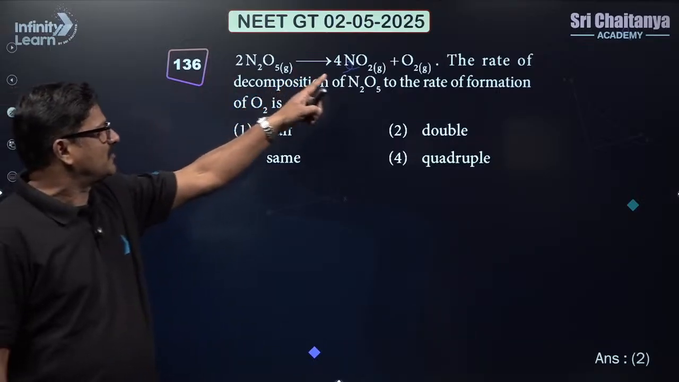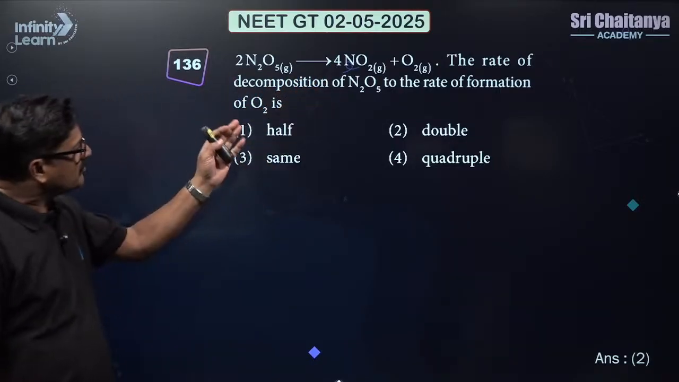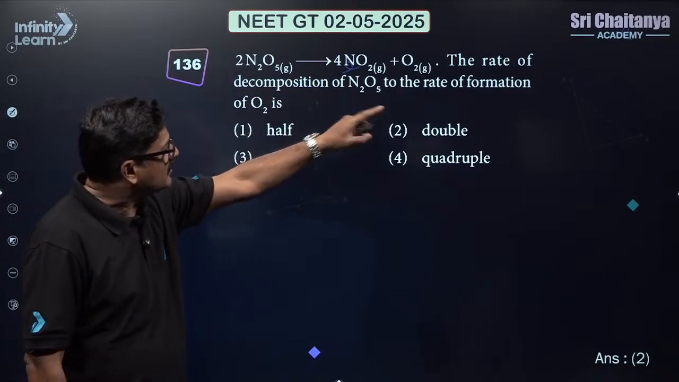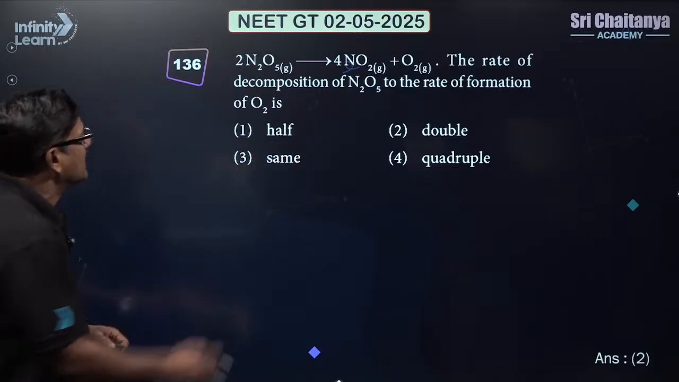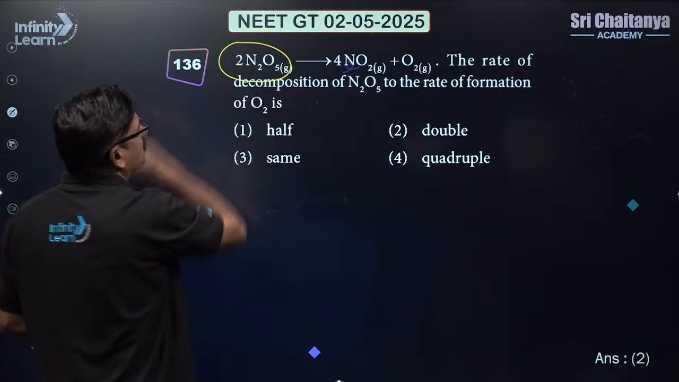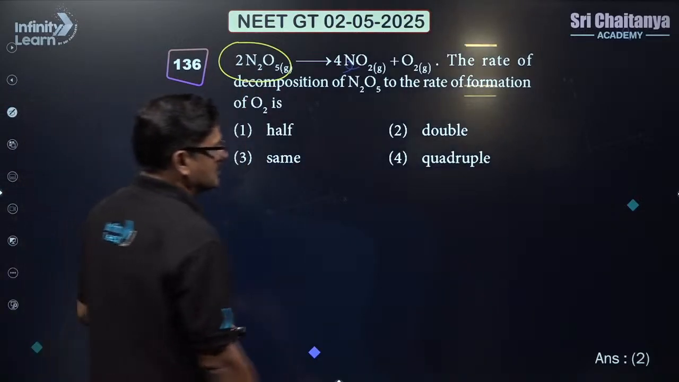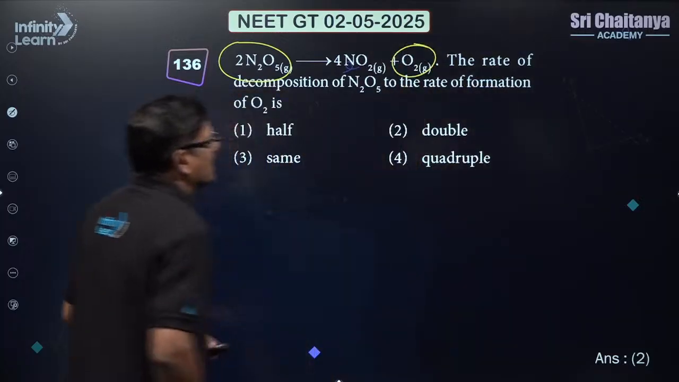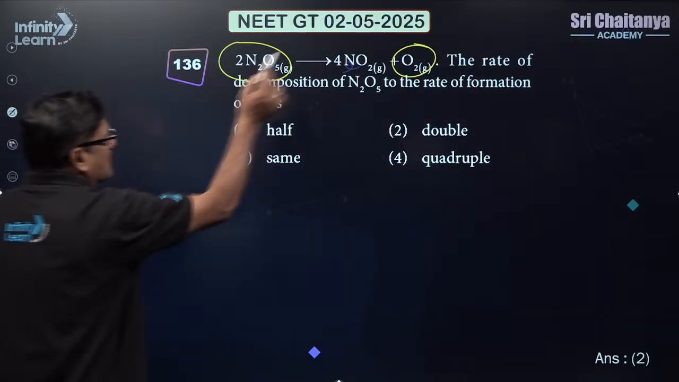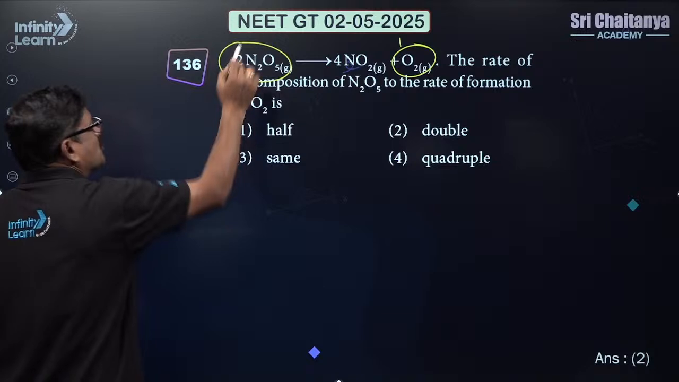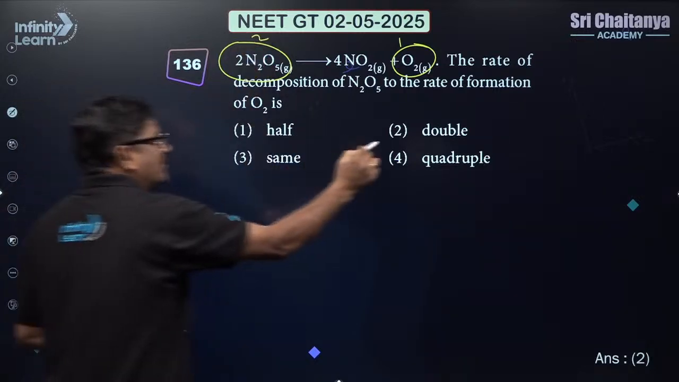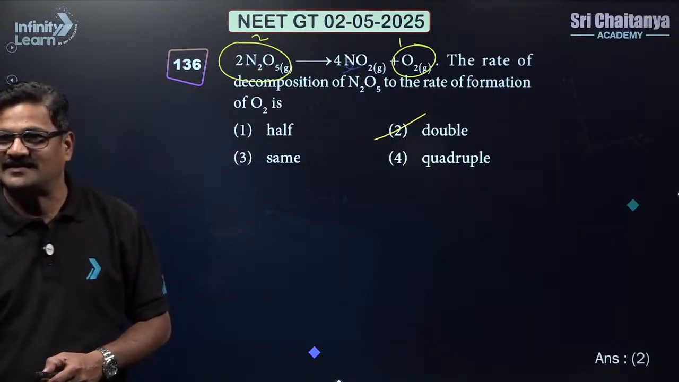2N2O5 gives rise to 4NO2 plus O2. The rate of decomposition of N2O5 compared to the rate of formation of O2: for the disappearance of N2O5 and the formation of oxygen, for one molecule appearing, two molecules have to disappear. It should be double. Is it right?